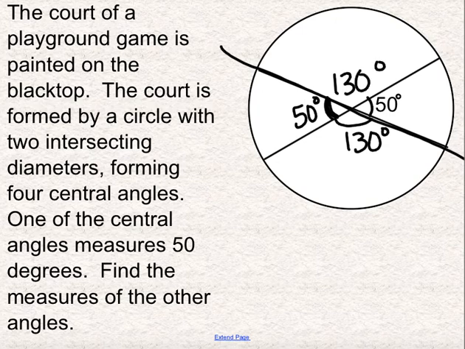All right, so we can do central angles next. So we look at our central angles and we're able to find all of the different measures.